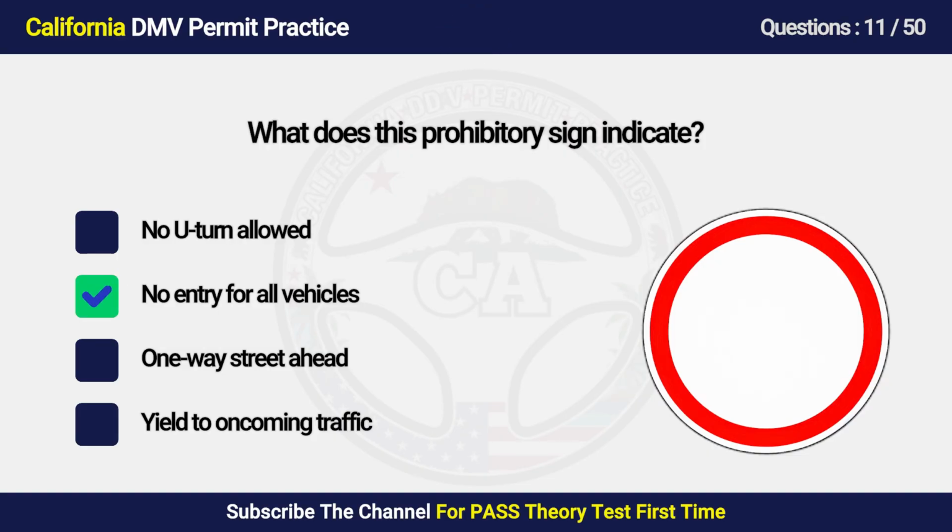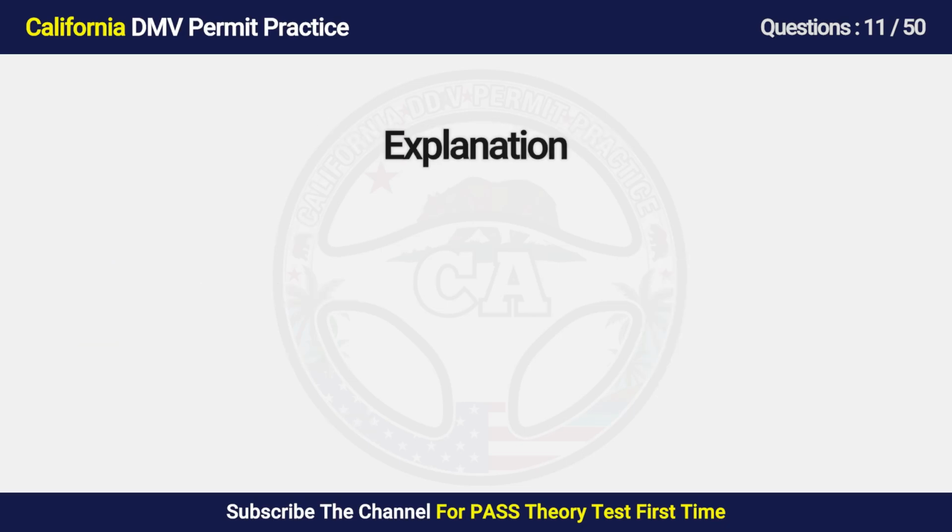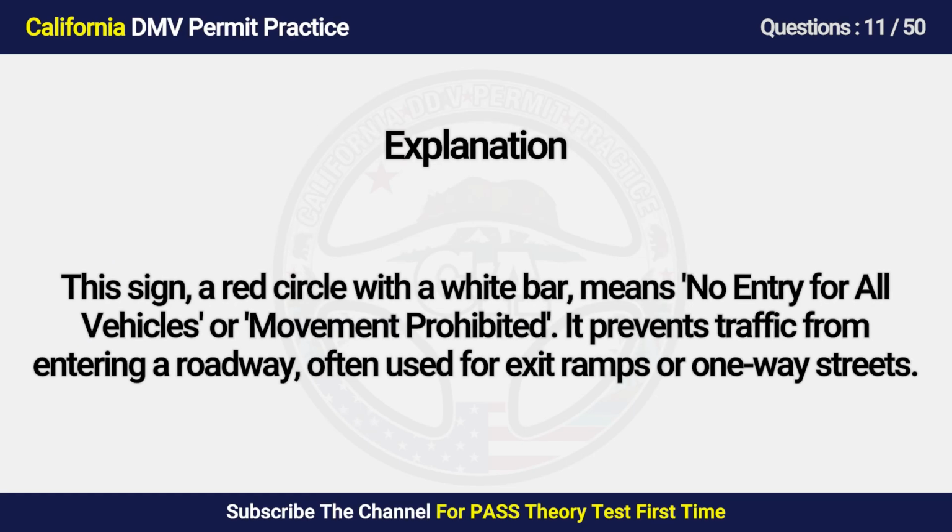Answer is B. No entry for all vehicles. This sign, a red circle with a white bar, means no entry for all vehicles or movement prohibited. It prevents traffic from entering a roadway, often used for exit ramps or one-way streets.